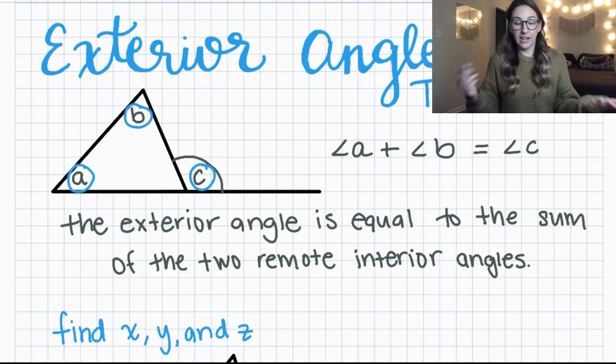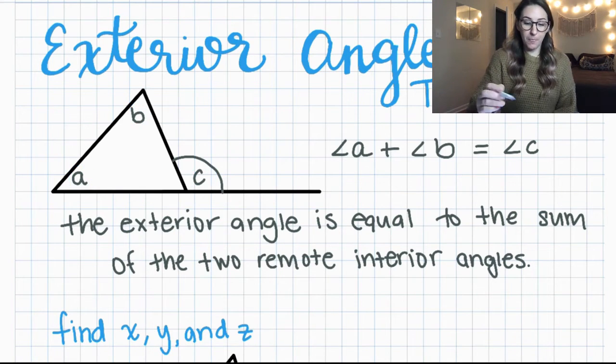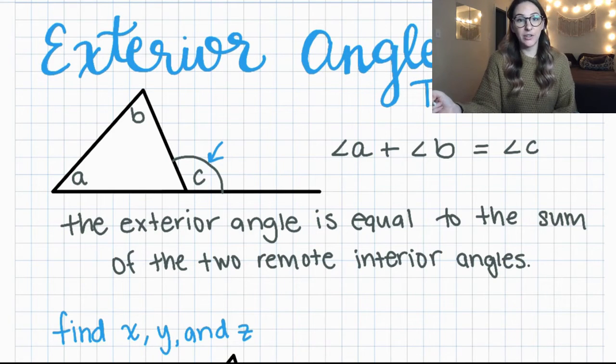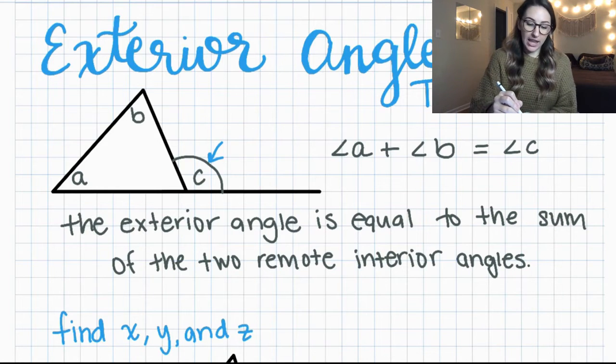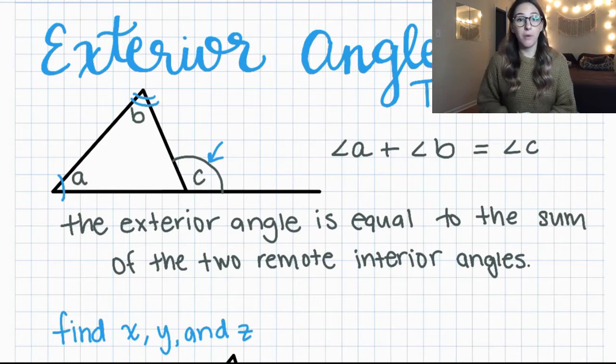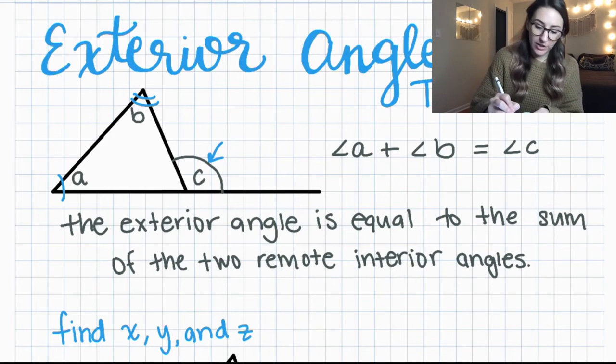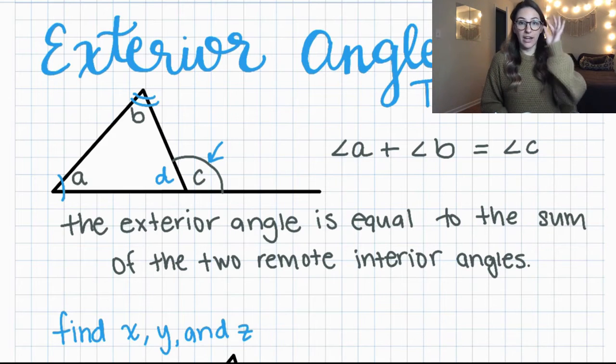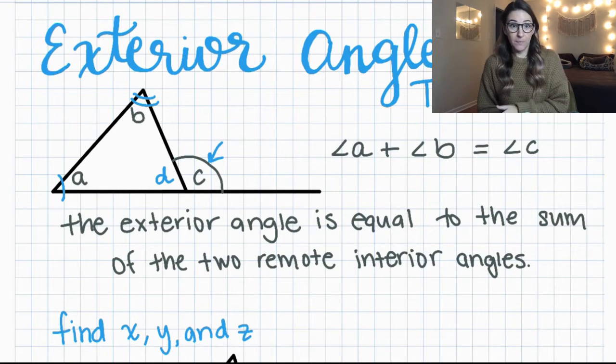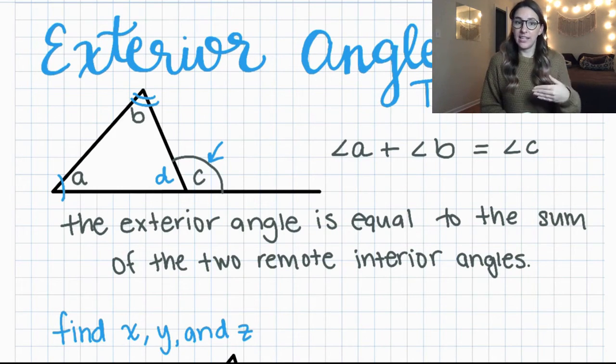So in order to define some of these vocabulary terms, angle C is the exterior angle because it is outside of the triangle. And angle A and B are remote interior angles because they are the angles of the triangle that are not directly adjacent to the exterior angle. So for example, if we called that angle right there angle D, that angle is directly adjacent to C. A and B are not adjacent to C, so they are the two remote interior angles.